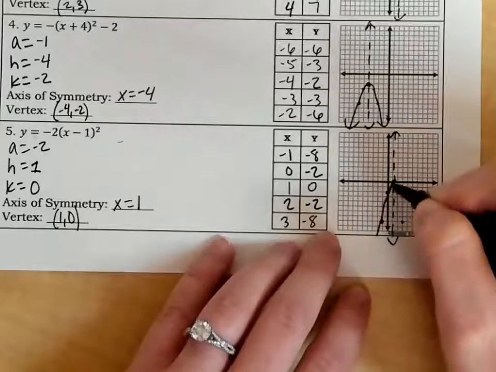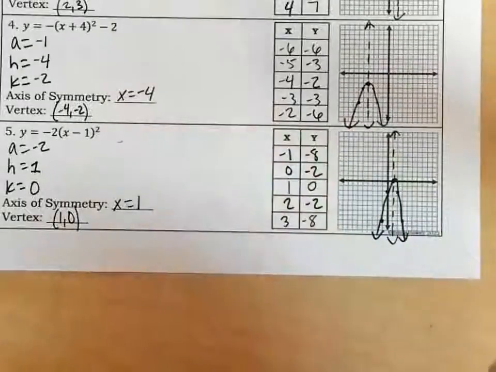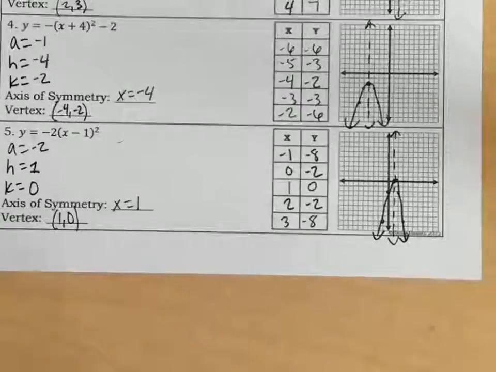So this graph is going to look just like that. And so that's just the basics for graphing any quadratic, whether it's in standard form or in vertex form.